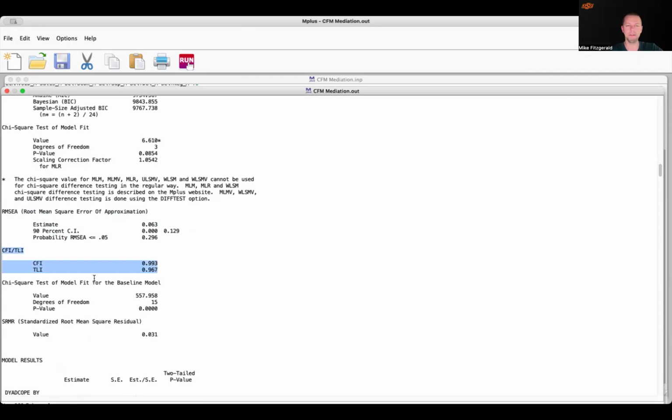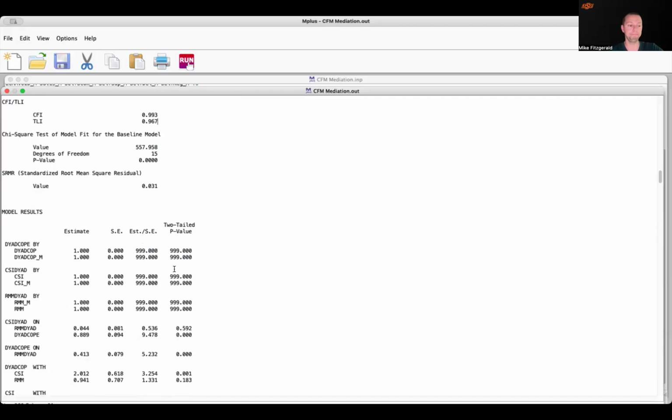We want these values to be above 0.95. In general, on average, we want this value to be 0.05, 0.06, perhaps 0.08 or below. But what we do find is that the RMSEA is biased in models with very small degrees of freedom. And so we don't place a whole lot of weight on this statistic when we have only 3 degrees of freedom. The RMSEA is generally more accurate when you have 15 or more degrees of freedom, sometimes even 20. So we won't place as much weight on this fit statistic, but our CFI and our TLI are looking very good.